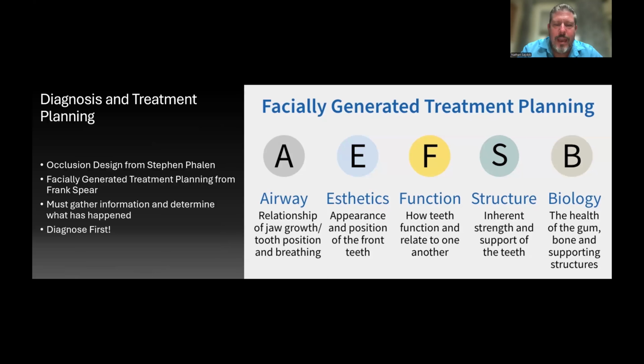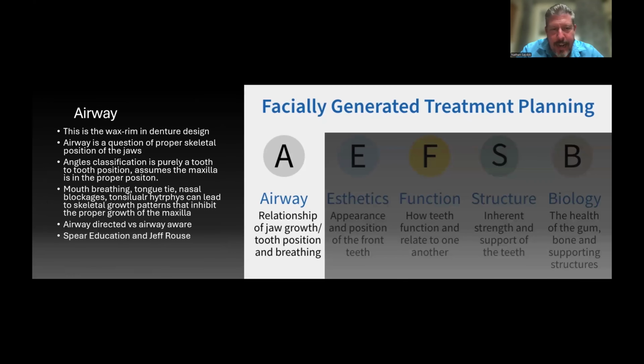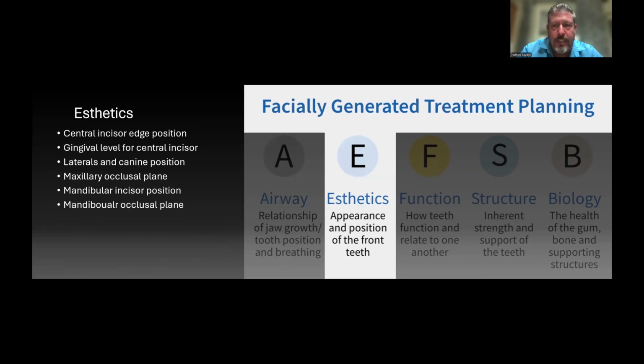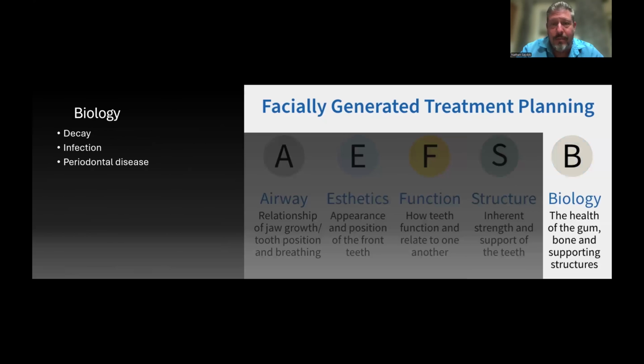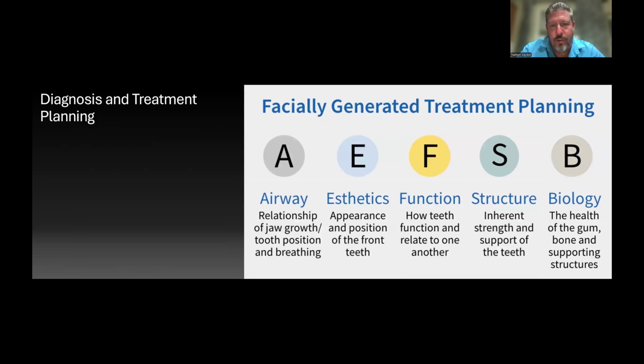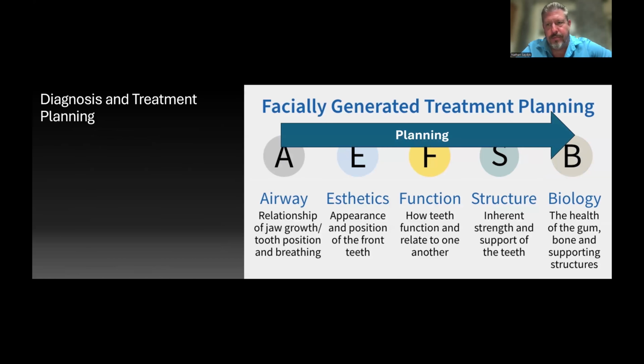So airway changed the way I look at dentistry. And I do a lot of airway prosthodontics is what I call it. I have a lecture on this too. So like I said, airway is looking at where the wax rims, the bones, are supposed to be. Can we breathe properly? Aesthetics is, are the teeth in the right place and the right size? Function is how they relate to each other. Structure is, are they whole? Do they need something? And biology is, are they infected? Is there a problem? Now, when we do this diagnosis and treatment planning, we plan airway first, right?